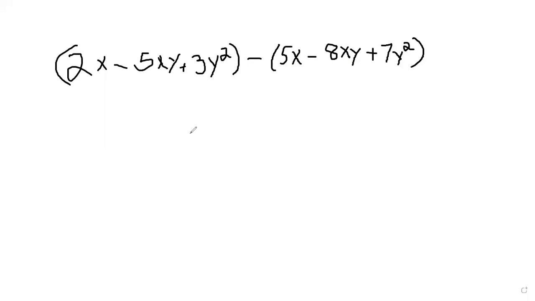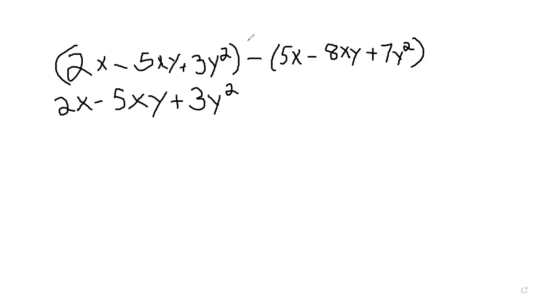Well, the first thing we want to do is get rid of the parentheses. So I'm going to rewrite the first group of stuff here with the same thing, but with no parentheses. So I'm going to write 2x. We're just going to basically copy it down without the parentheses. That's all I'm going to do. Okay, and then 3y squared.